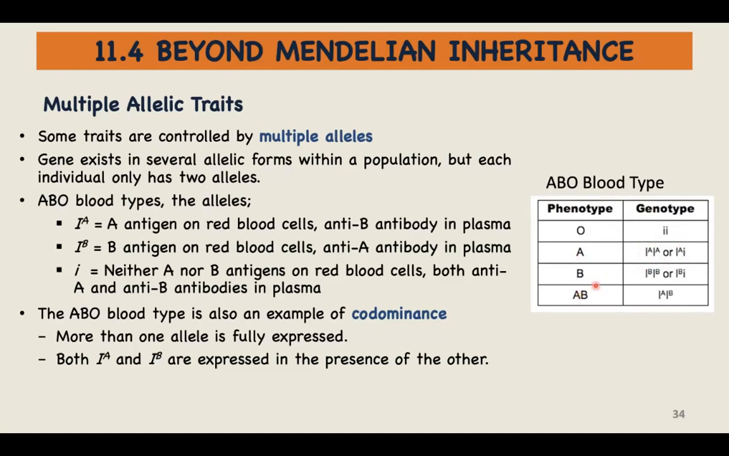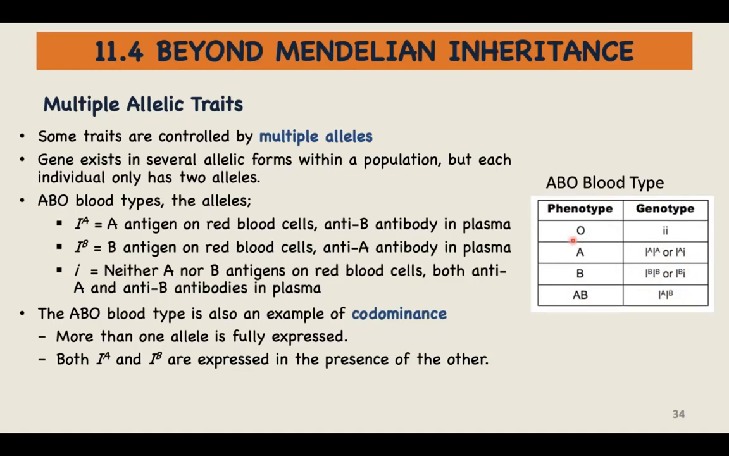For B, you would expect homozygous I^B I^B, or I^B and a small i. And lastly, the phenotype for the AB group. AB is codominant, meaning A and B are both expressed. So its phenotype is AB.